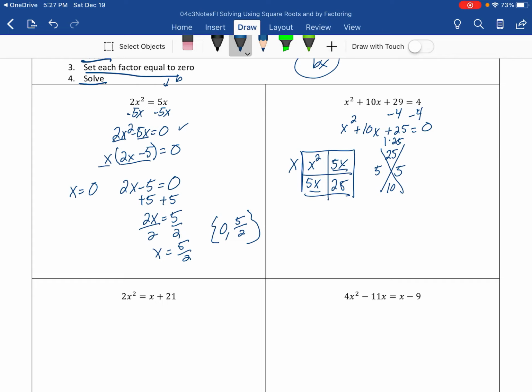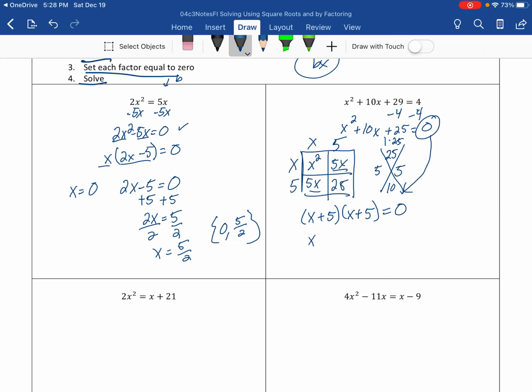So this is going to be 5x and 5x. Greatest common factor here is x. Greatest common factor here is 5. x times x is x squared. x times 5x is 5. So my factors are going to be x plus 5 and x plus 5.